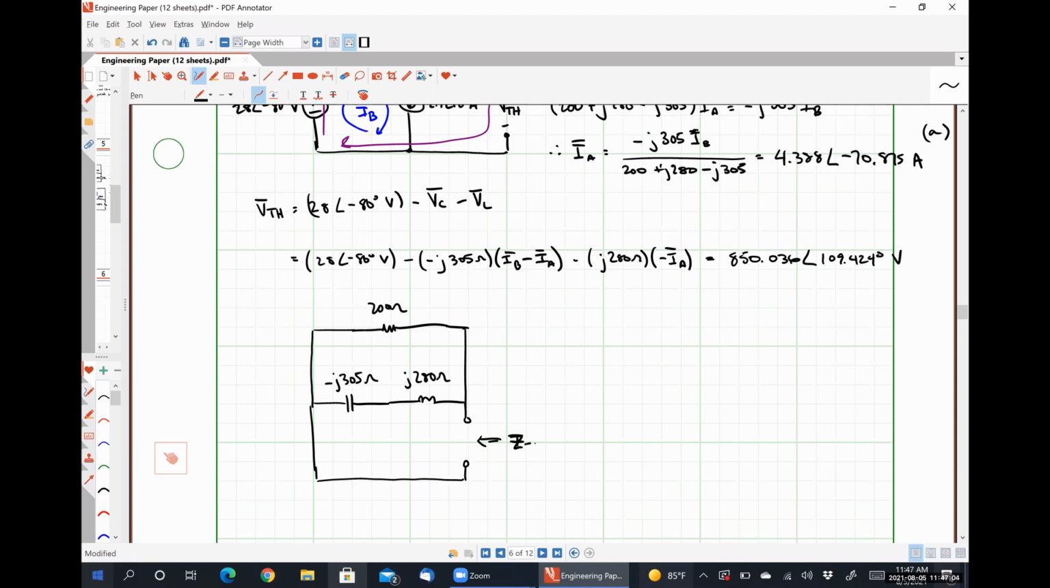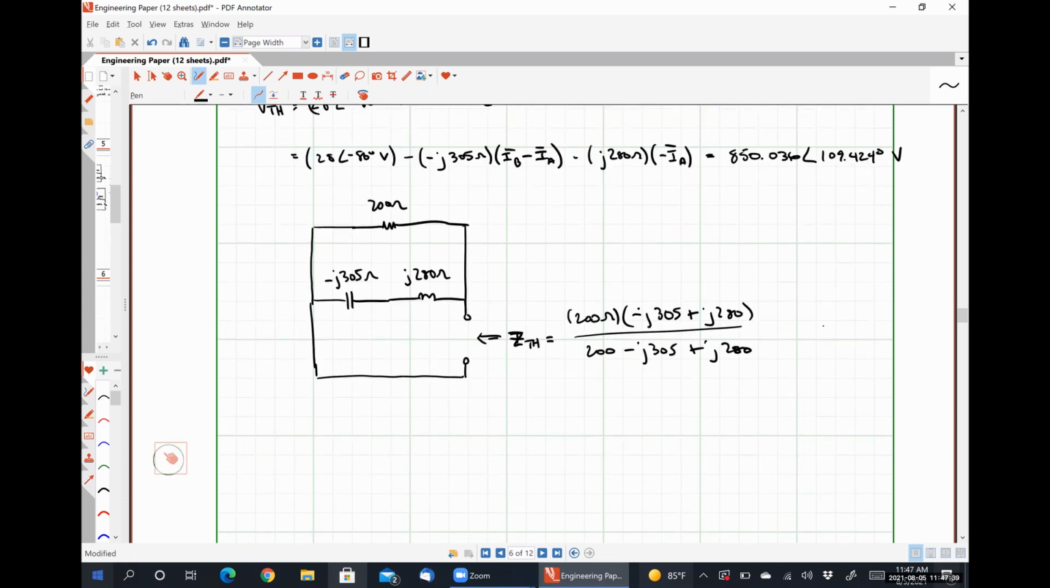So what does ZTH look like? That would be the j305 in series with the j280, and those two are in parallel with the 200 ohm. So 200 ohms times negative j305 plus j280, divided by 200 minus j305 plus j280, whatever that comes out to be.